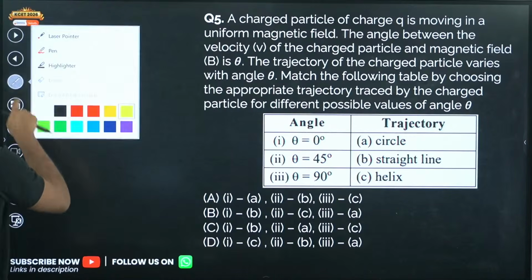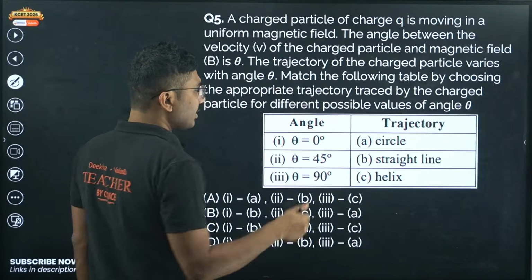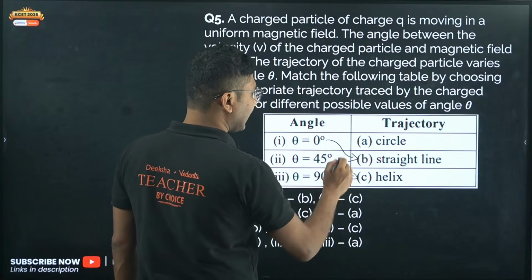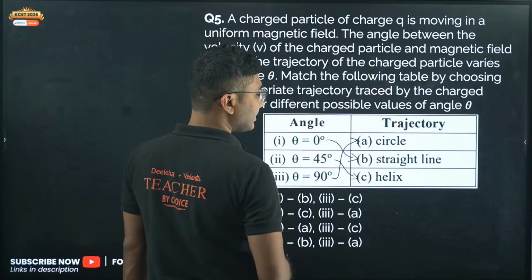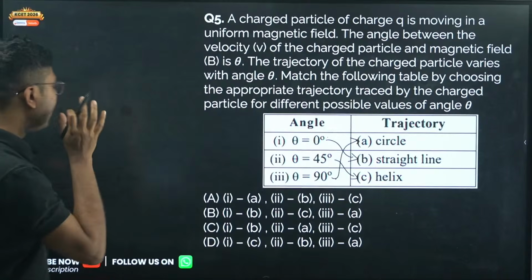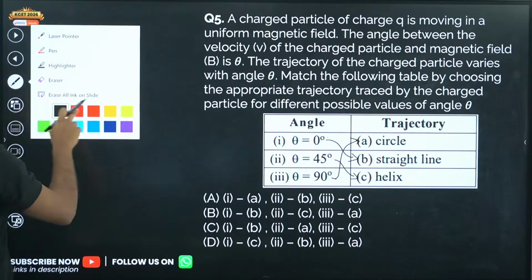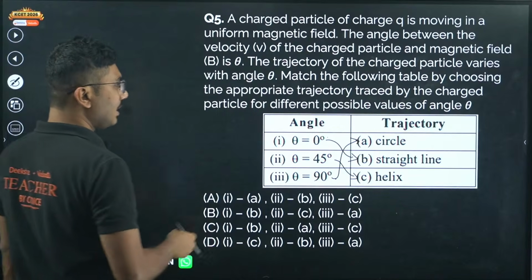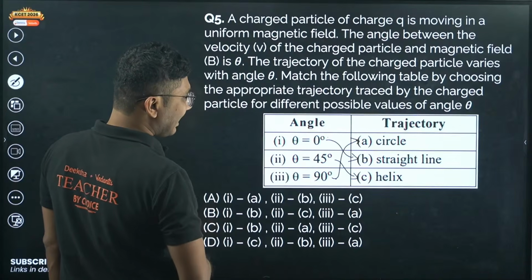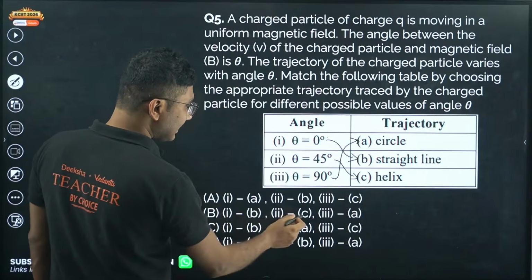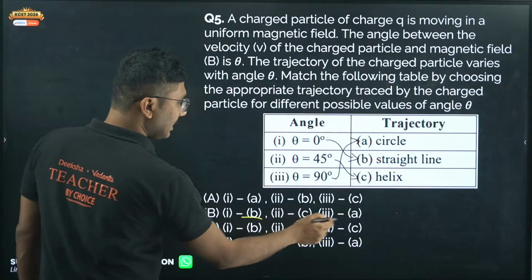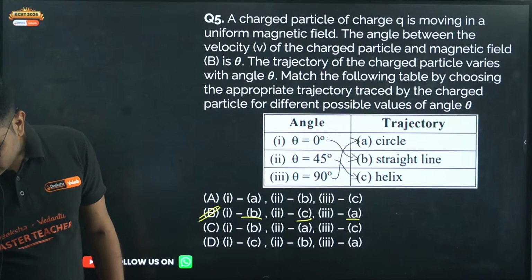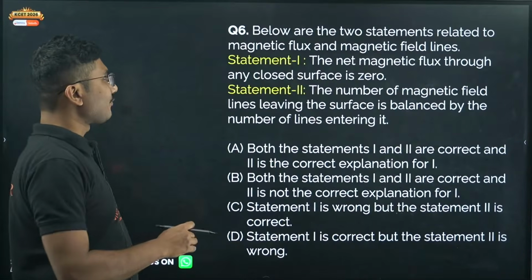So theta equals to 0, 90, 45. So as I mentioned yesterday, 0 means straight line, 45 means helix, and 90 degrees circle. Any other angle other than 0 and 90 will be helix. It is not only 45 degrees, even if it is 30 degrees or 60 degrees, it will be helix. Okay, so correct match is B, C, A. So option B is correct. Okay, yes, fast, super fast.